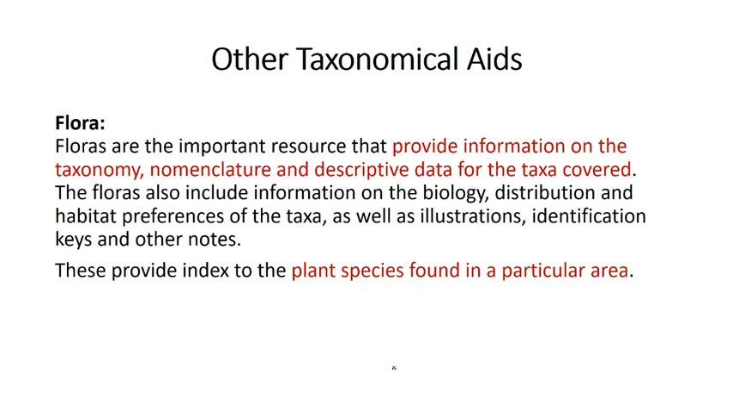So apart from all the mentioned taxonomical aids, there are some other means which are also present. Number one is flora. These floras give us the information about the plants of a particular country, particular region or in a particular habitat. So they are an important resource that provides information.